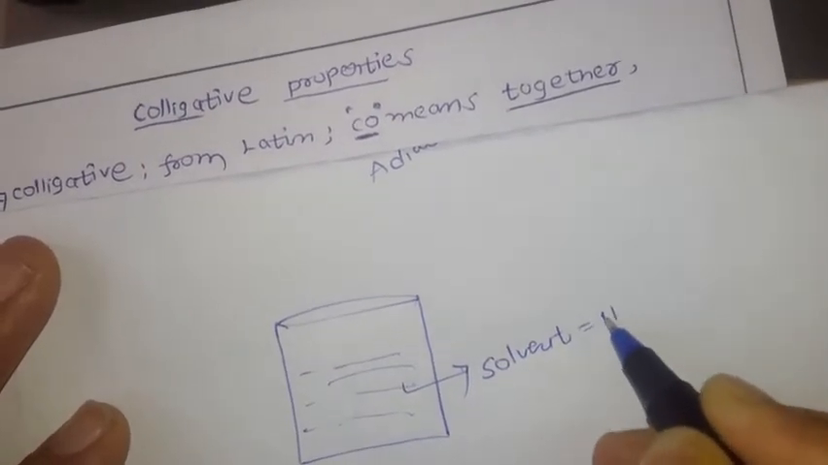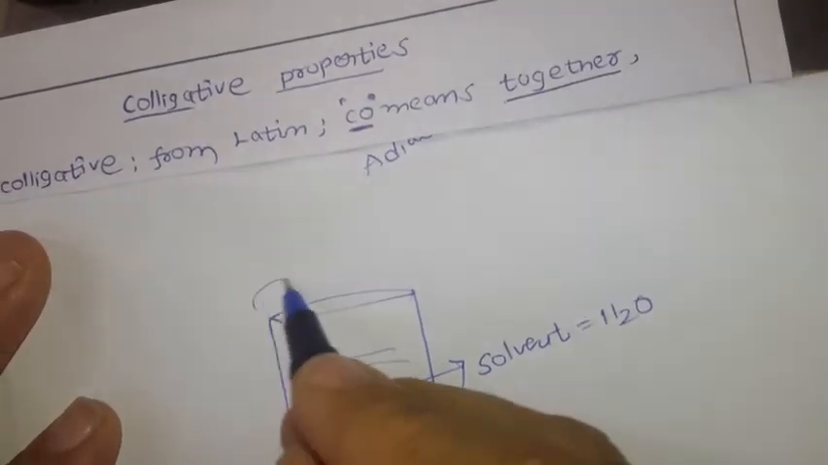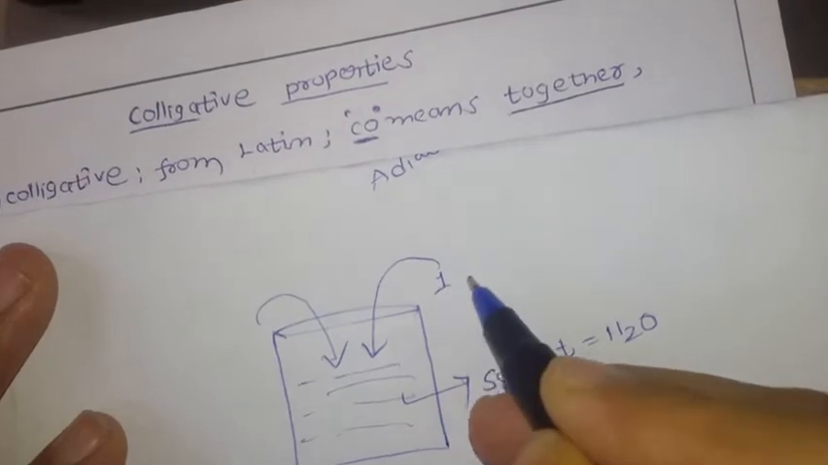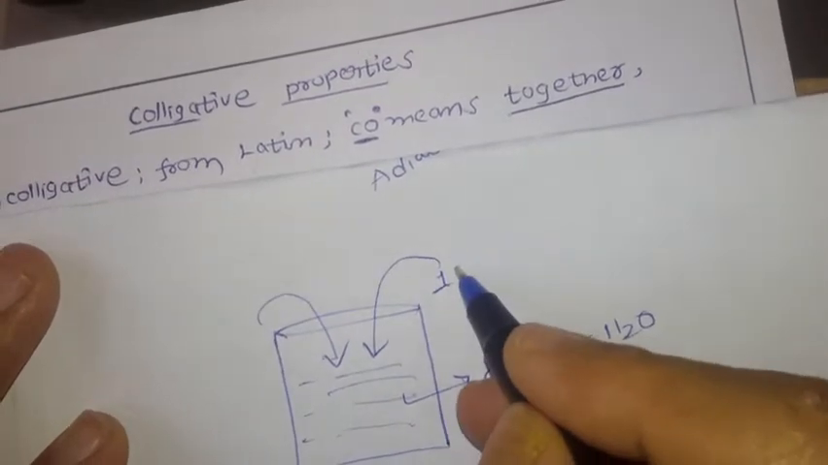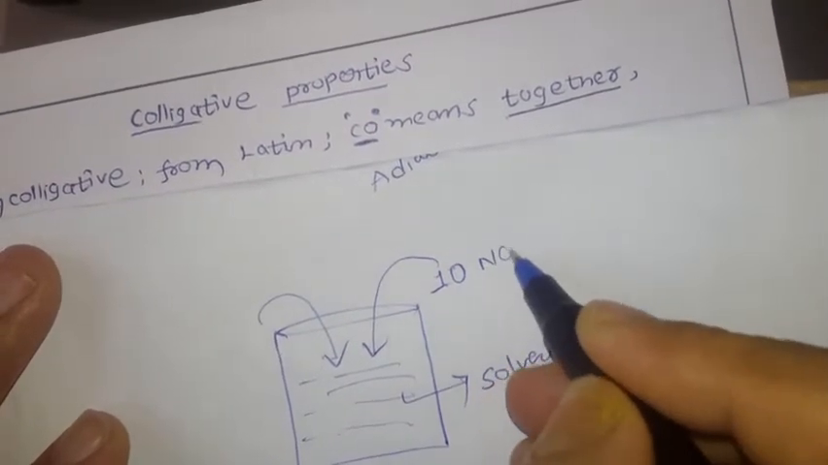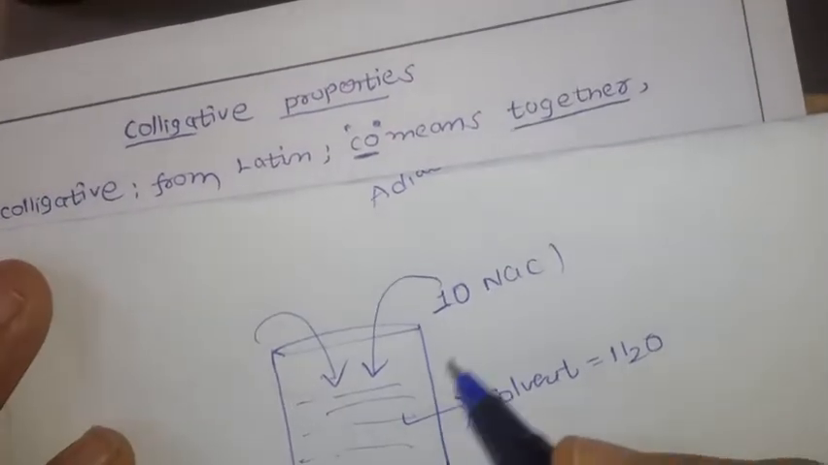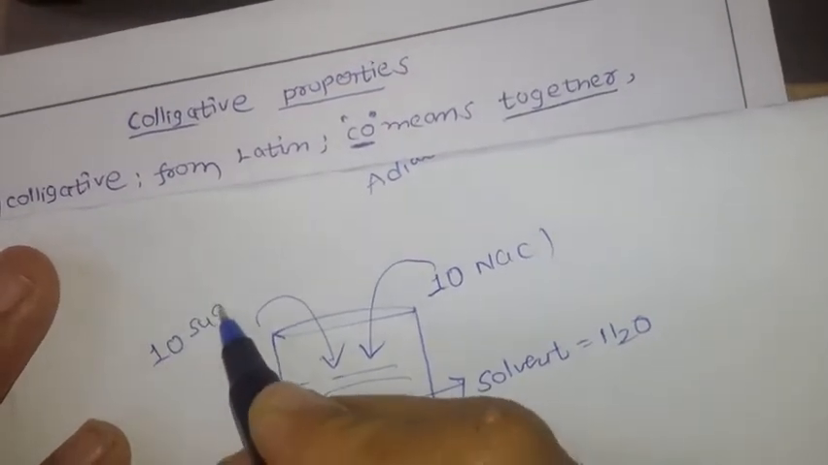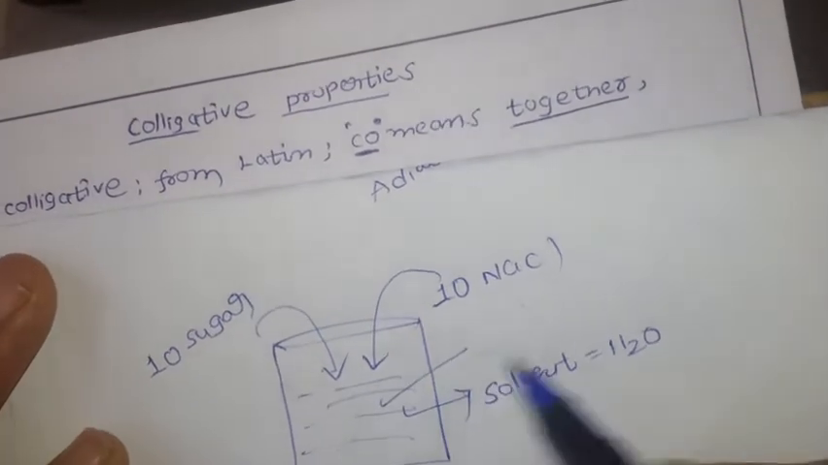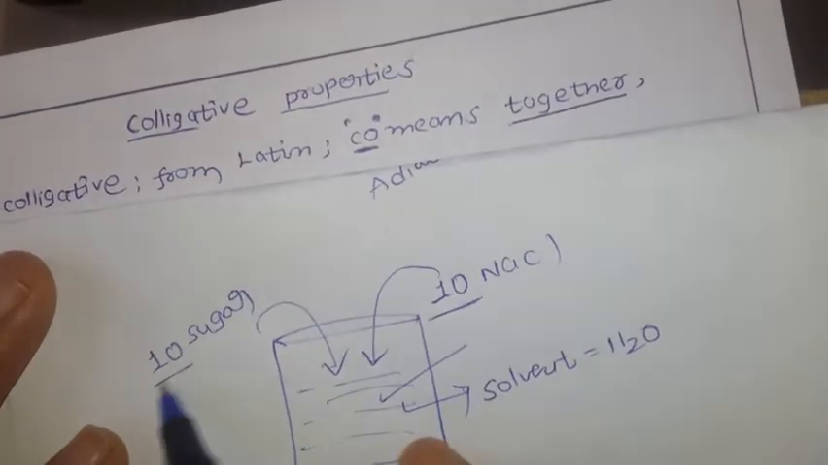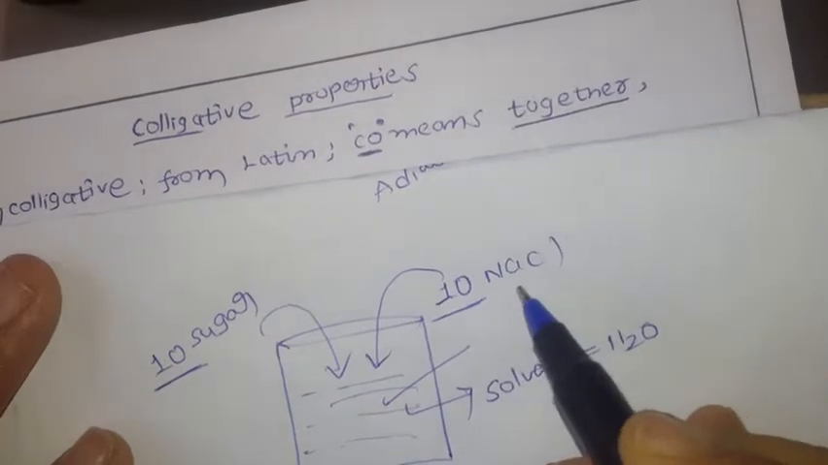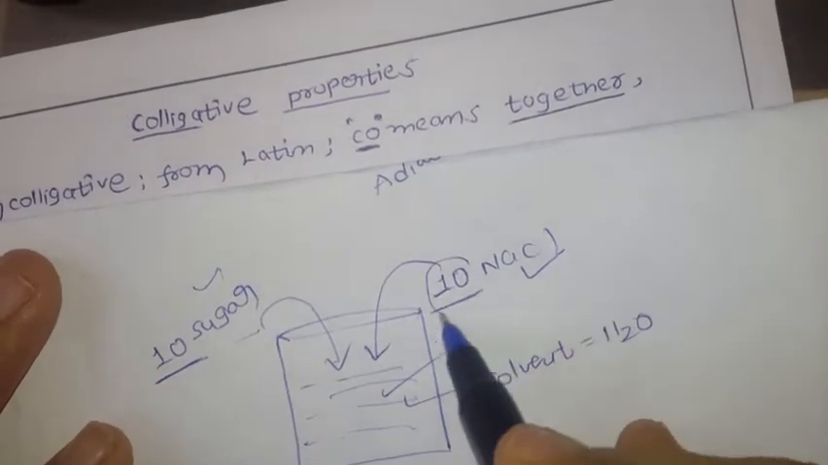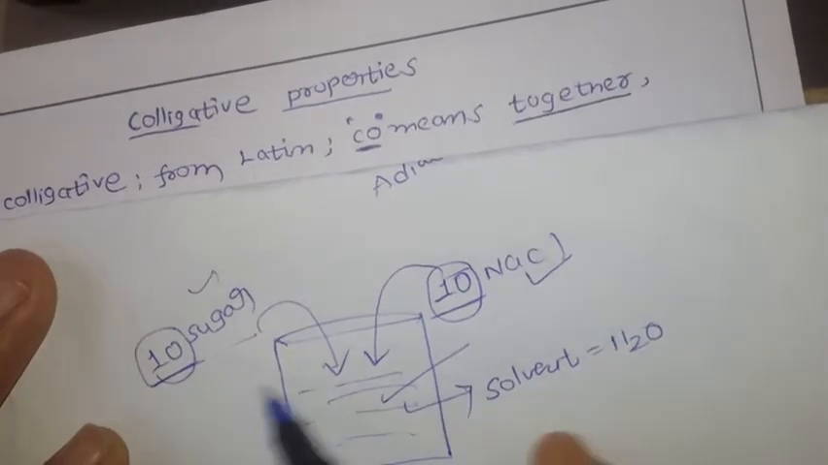Then, in the water, I am going to add 10 sodium chloride particles. That is the first case. Second case, if you have 10 sugar particles, the properties will be the same. Why? Because it depends on the number of solute particles, not the nature. The nature of sodium chloride and sugar is different, but these properties depend on the number of particles.